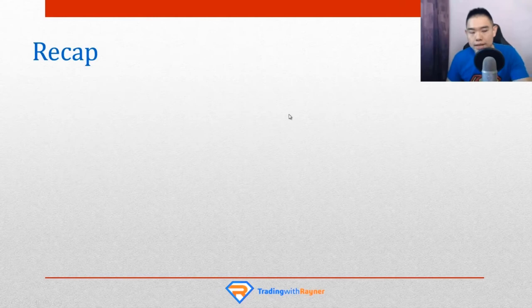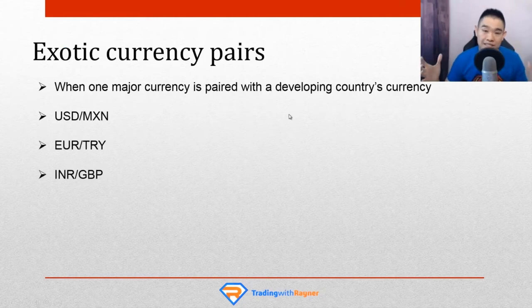One thing to note is that when you trade exotic currency pairs, the spread tends to be wider. If you don't understand what the spread means, don't worry. As you progress in your trading journey, you'll understand. But in essence, the transaction cost to trade exotic currency pairs is more expensive compared to the major currency pairs. So a quick recap.